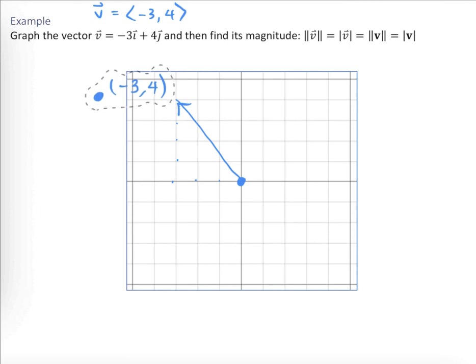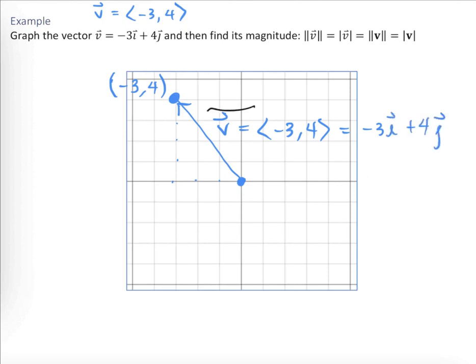So here is our vector v, which is negative 3 comma 4 with pointy brackets, or we could also say negative 3i plus 4j. And honestly, I'm a bigger fan of this notation just because it feels less cluttered to me. But the ij notation is also perfectly fine, and that's what we're demonstrating in this example. So we're going to stick with the ij notation.